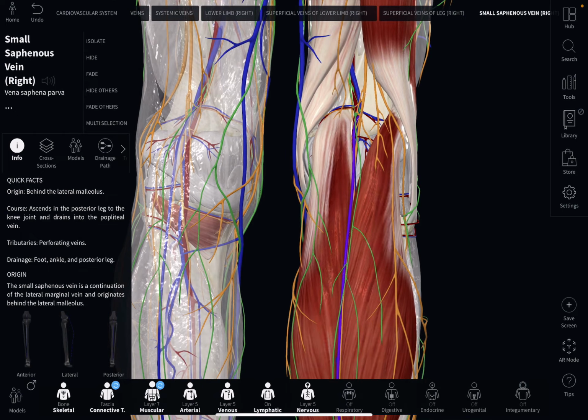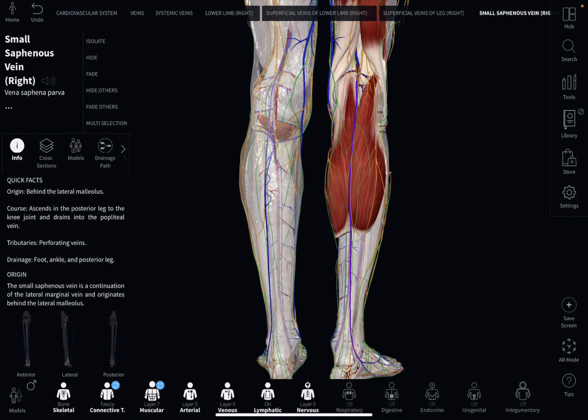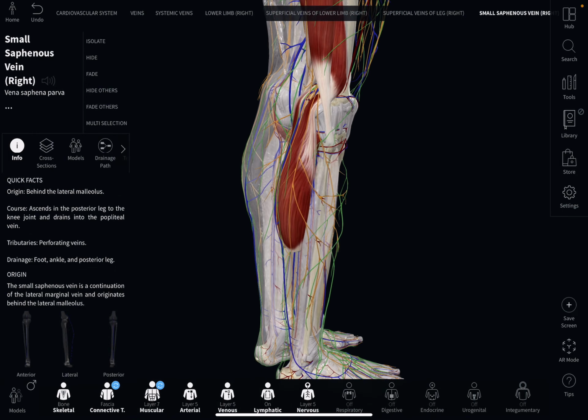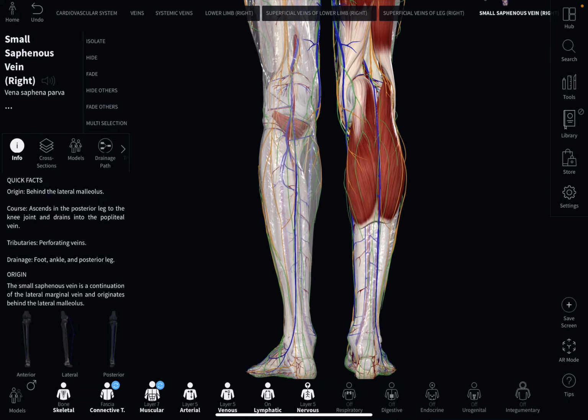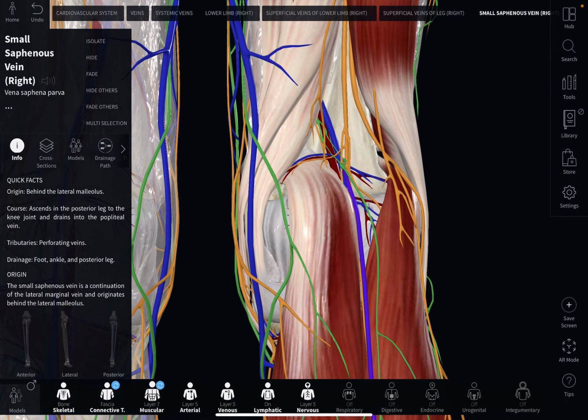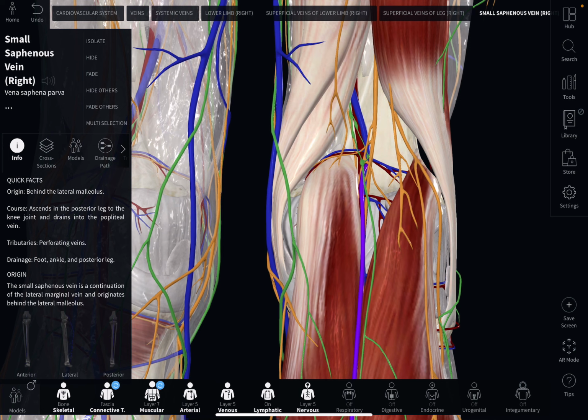This highlighted vein is the small saphenous vein, which commences from the lateral end of the dorsal venous arch. It pierces the roof of the popliteal fossa before it terminates into the popliteal vein.